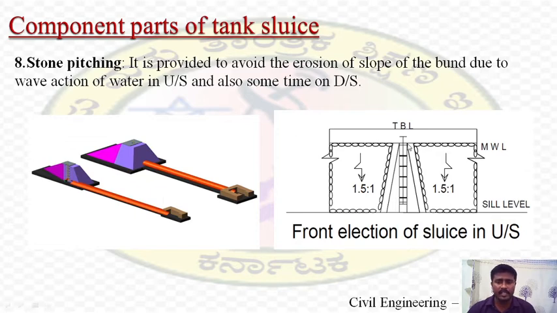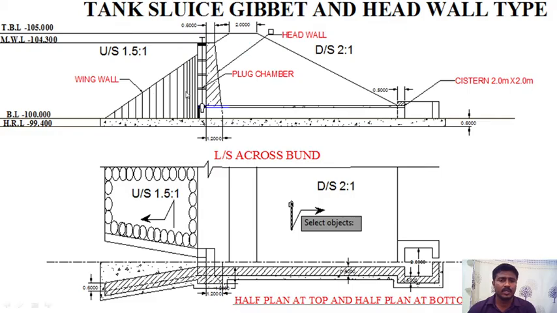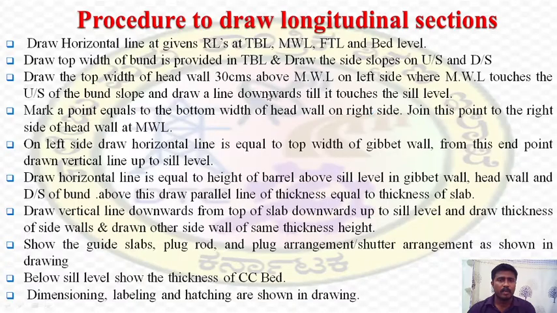Another component is called a plug chamber. Before going to start any drawing, we know the definitions of the components. So next, the procedure to draw the longitudinal section. You draw the longitudinal section across the sluice. So here this is a longitudinal section. Before going to start a longitudinal section, we know the procedures. These are all the procedures to draw a longitudinal section.